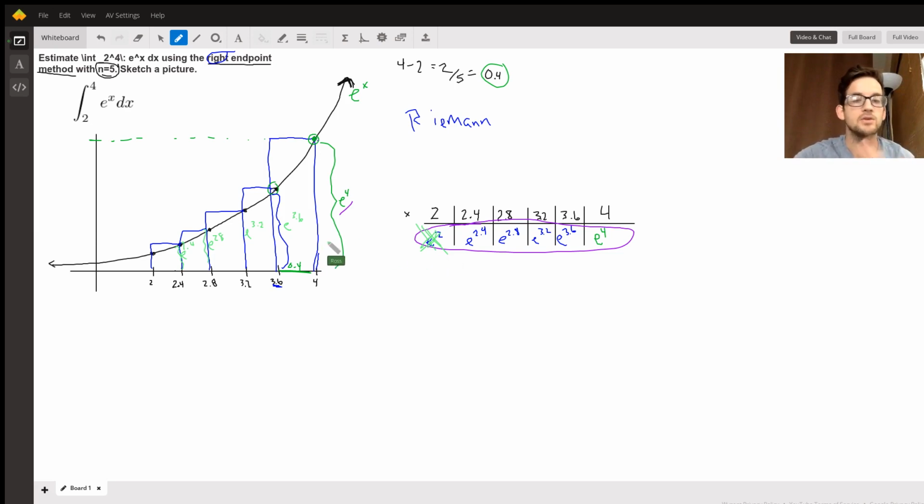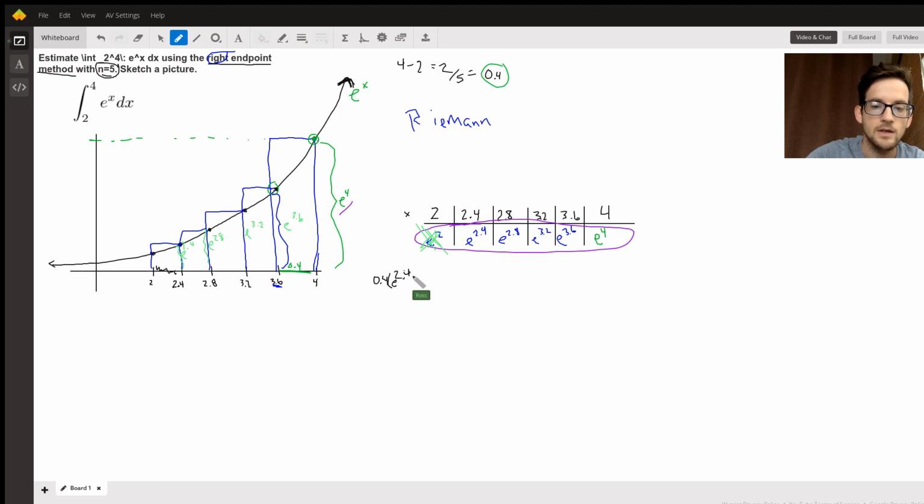So now we need to go back and do all the math behind this to figure out the estimate for your area. Thinking in terms of the rectangles, all we would need to do is do the width times the length over and over again. And so again, every single one of these intervals has a width of 0.4, excuse me. So 0.4 is the width of the first rectangle over here, and its height is e to the 2.4.